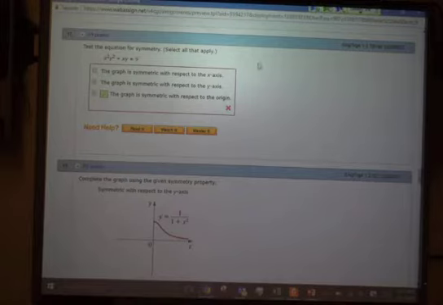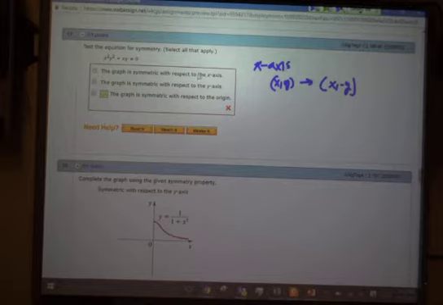Just kind of rehash real quick. If I want to do x-axis symmetry, okay, that said, if you have the point x comma y, what's the other point that should exist to get x-axis symmetry? X comma negative y. X comma negative y. Good. Okay.